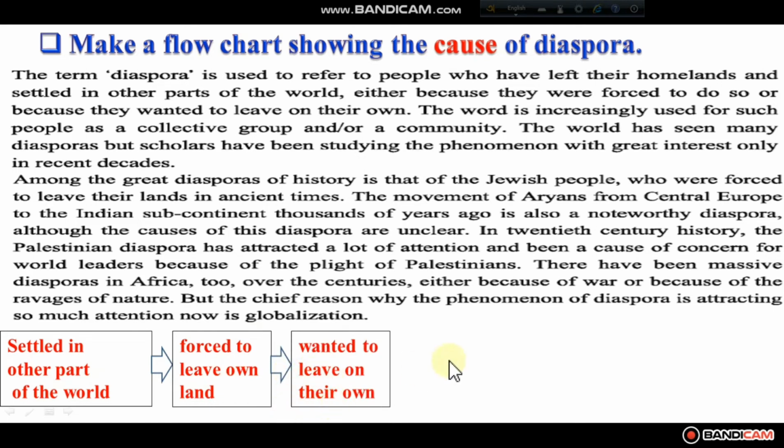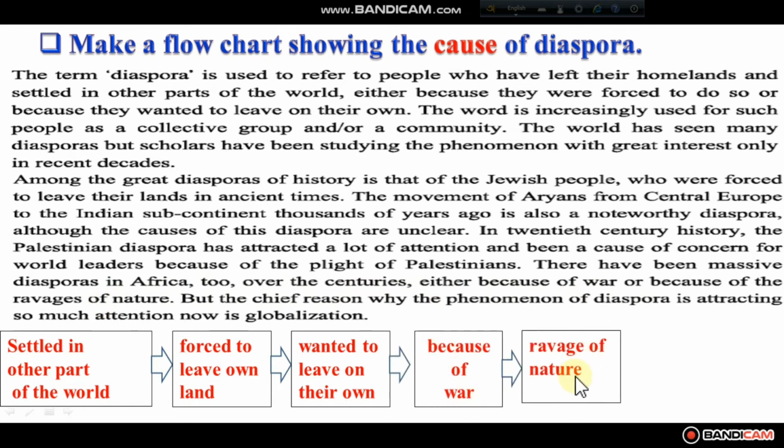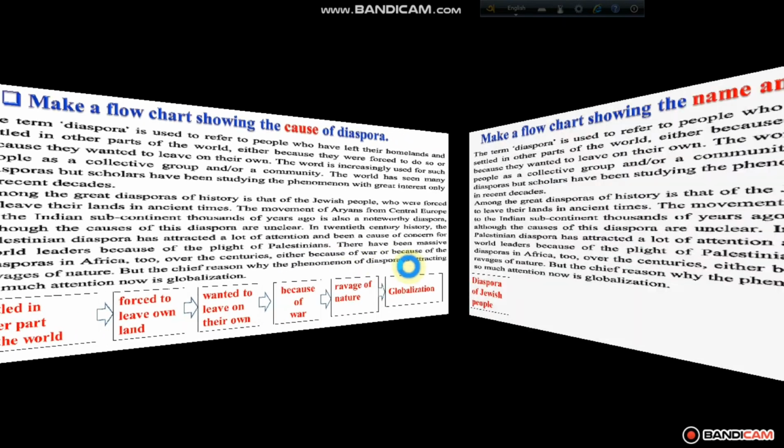Okay, and in the last part of the diaspora, here is an example of diaspora only. In the last part, there have been massive diasporas in Africa too over the centuries, either because of war or because of ravages of nature. So another is war, because of war and the ravages of nature, and the last one is globalization. Okay, globalization. Here are the causes of diaspora. Let us do another activity.